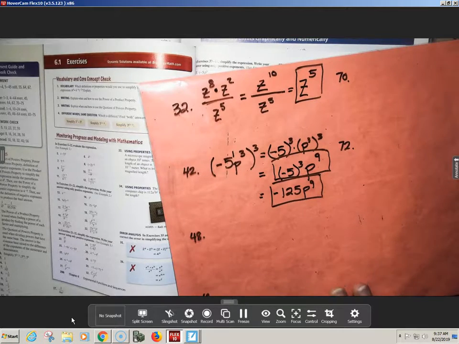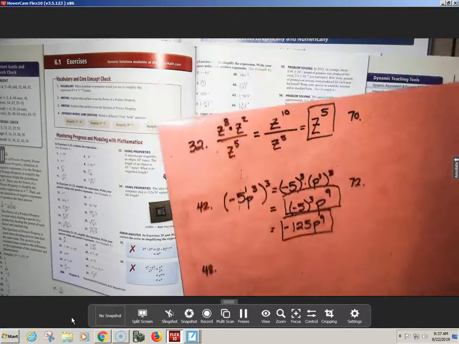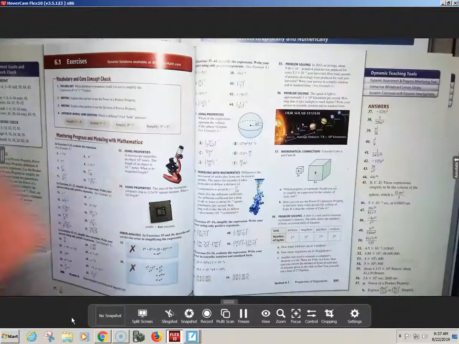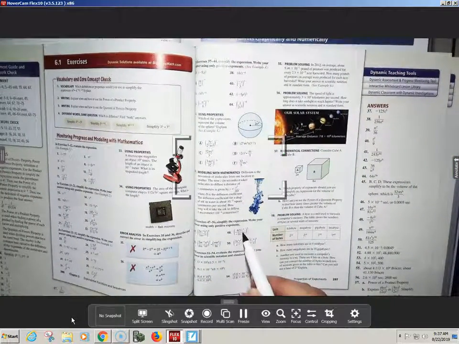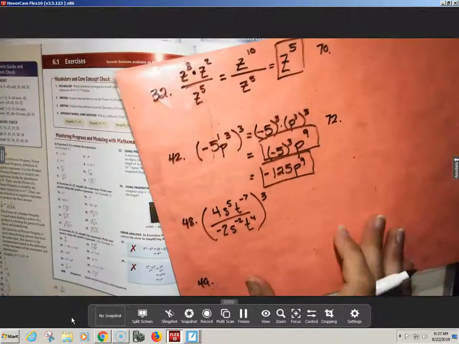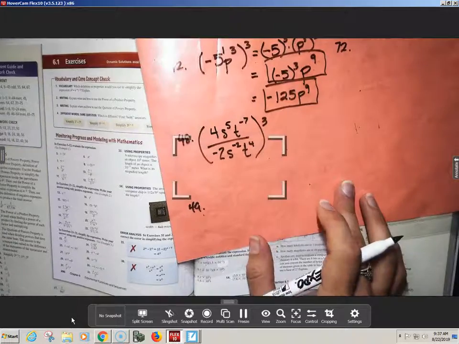We have number 48 and number 49, which I knew they were tricky. There were 4 problems. I only gave you 2 in there because I knew they were kind of rough. Number 48 has a lot going on, so let me go ahead and write that down and we'll get back to it. So it's 4s to the 5th power, t to the negative 7th, all over negative 2, s to the negative 2, t to the 4, all raised to the 3rd. All right, it's kind of a beast, yeah?